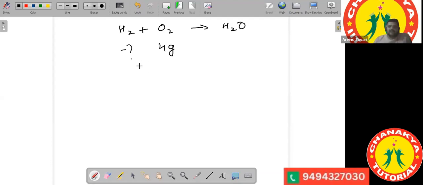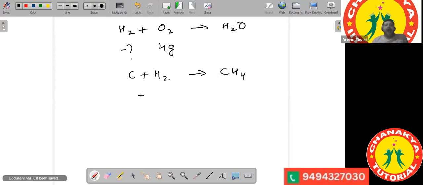Then the next one is, let's say, carbon plus hydrogen giving methane, CH4. And if you have 2 gram of hydrogen, how many gram of carbon are required?